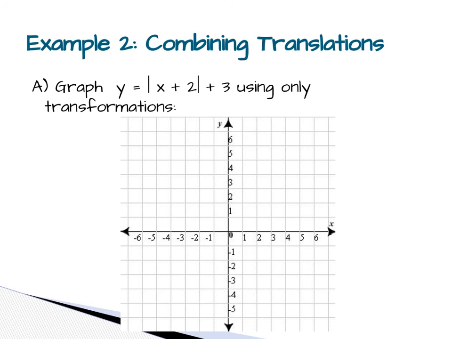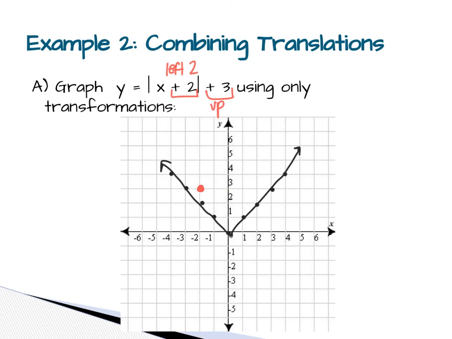Okay, now we're going to combine translations. For this graph, we go up 3, but we also go left 2. So I'm going to graph the parent graph first. By now, we should all know that it's 0, 0, 1, 1, 2, 2, 3, 3, 4, 4, negative 1, 1, negative 2, 2, negative 3, 3, negative 4, 4. So there's my parent graph in black. Now each point for my parent graph, I'm going to move up 3 and left 2. So instead of 0, 0, I'm going to go up 3 and left 2, and I'm going to put my new point there.